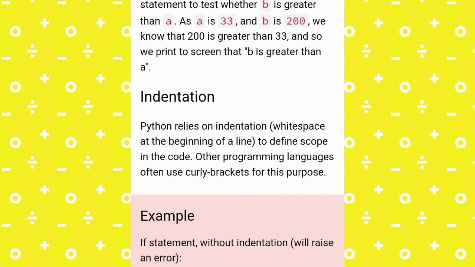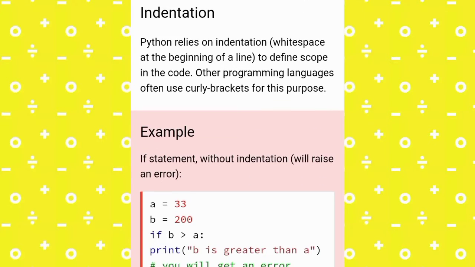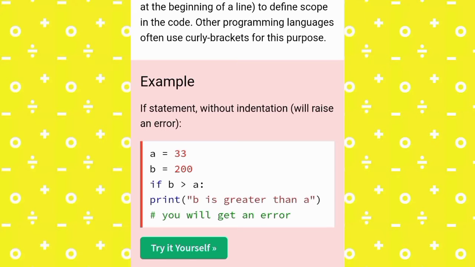You remember at the beginning we learned about indentation. In an if statement, indentation is very important. Python relies on indentation, which is the white space at the beginning of a line, to define scope in the code. Other programming languages often use curly brackets for this purpose. Like in this example, an if statement without indentation will raise an error.